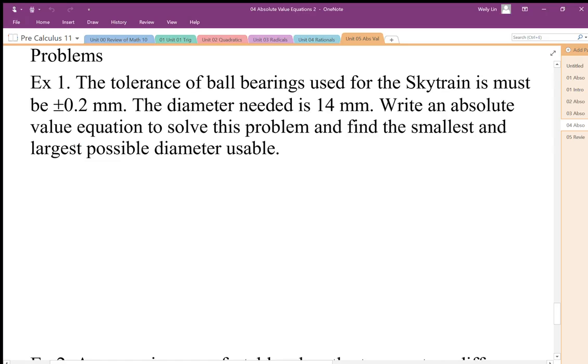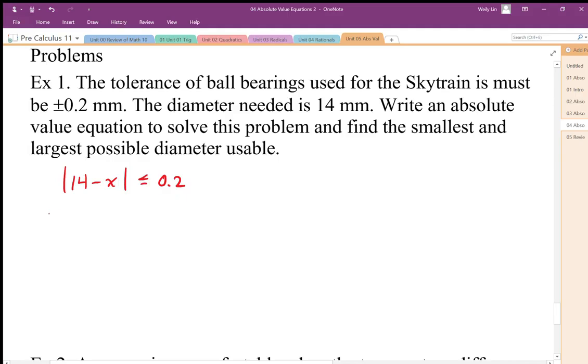Okay, so if we have 14 minus x, the difference between the actual size and the size that we need, the maximum difference can be 0.2 millimeters. That represents an equation that's going to give us the smallest and greatest values of x. We can actually write this as an inequality like this if you like. However, with inequalities, we're going to solve for boundaries. So we're going to solve for the equal to anyways.